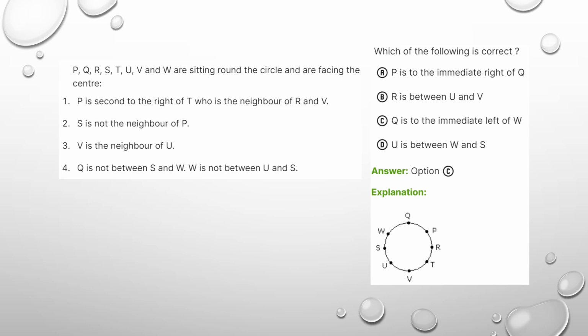Yes. For the same question, you have a sub question which is: which of the following is correct. P is to the immediate right of Q, R is between U and V, Q is to the immediate left of W. Immediate left or the neighbor is the same. First neighbor, second neighbor is different. So you have to understand the terminology they are using.